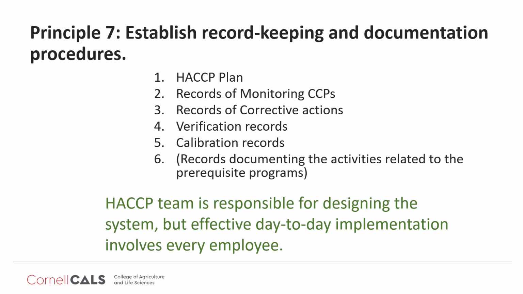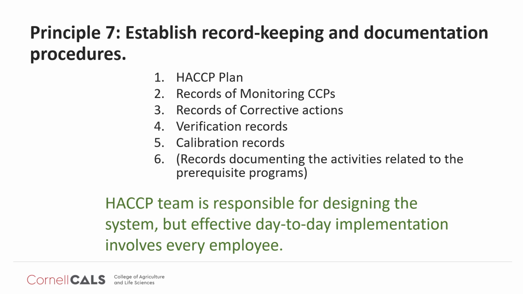There are at least 5 types of records that should be part of HACCP program. First one is the HACCP plan itself, that shows what is establishment making, what are the associated hazards, and how is establishment controlling these hazards. Second one, records of monitoring CCPs. So what were those cook or cooling temperatures and times when menu items were prepared?